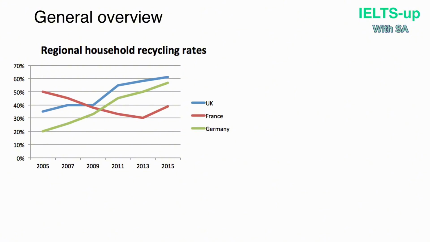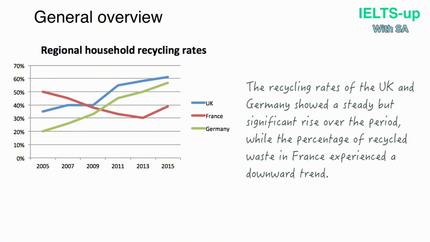And here's how I wrote my overview. The recycling rates of the UK and Germany showed a steady but significant rise over the period, while the percentage of recycled waste in France experienced a downward trend. As you see, I'm just saying that the recycling rates of the UK and Germany rose, and that the recycling rates of France declined. Note how I use the linking word "while" to contrast the opposite trends.